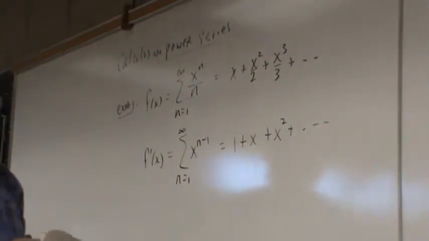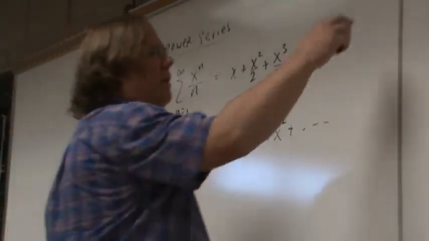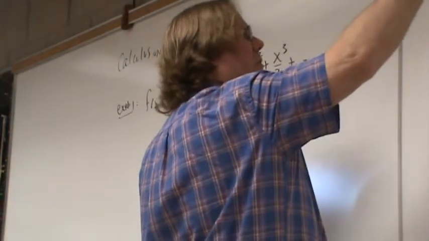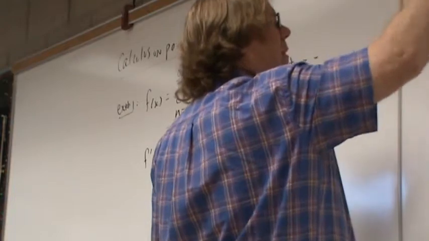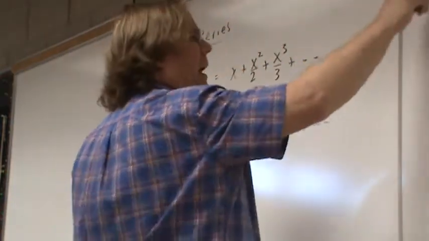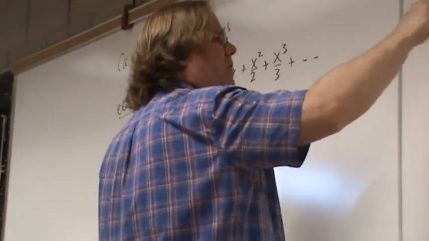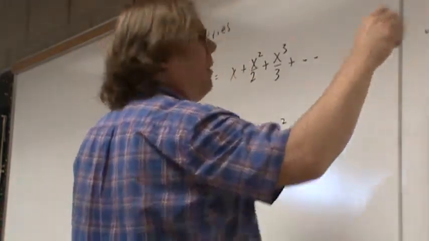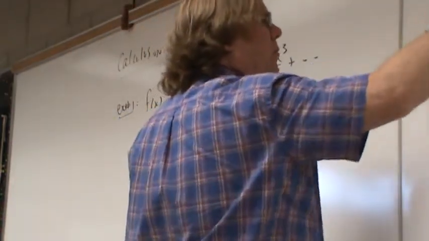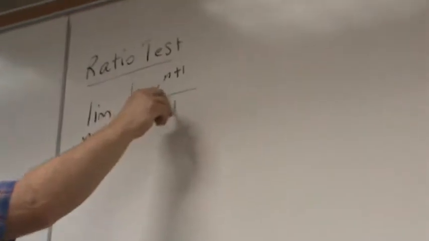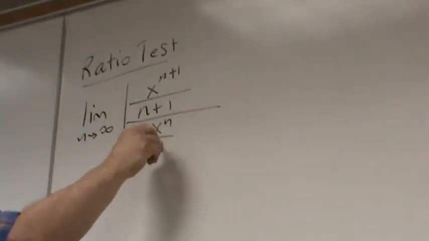Yeah, ratio test. So let's go ahead and do the ratio test. Let's not use our cleverness, let's just do the ratio test on that guy. The limit as n approaches infinity of the n plus 1th term, x to the n plus 1 over n plus 1, over x to the n over n. And we're going to set that less than 1.